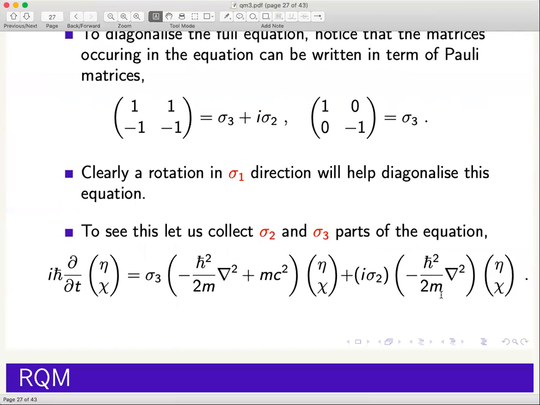So what we want to do is basically a rotation about the quote unquote sigma 1 direction. When you do a rotation about the sigma 1 direction, your rotation matrix should contain sigma 1 in it in some sense, such that we get this diagonalized.